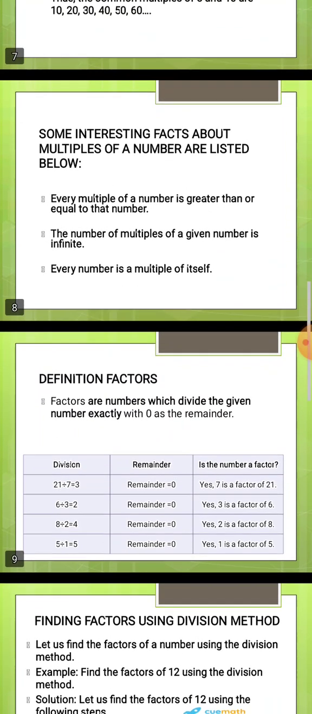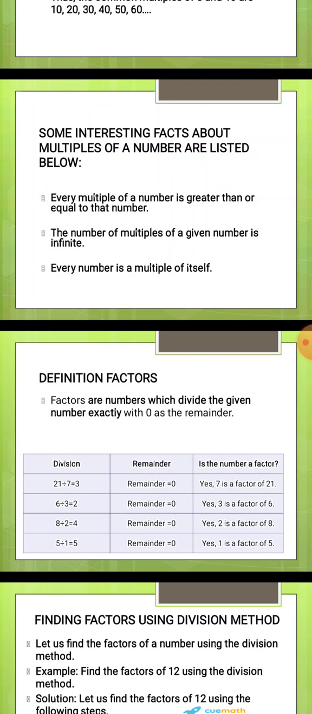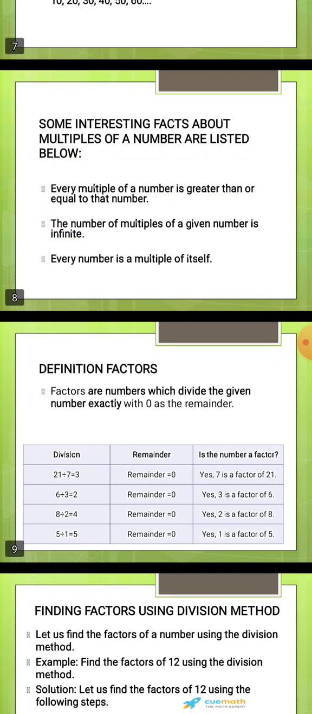The number of multiples of a given number is infinite. Since we are multiplying the given number with the natural numbers, and natural numbers start from 1 till infinity, you will get an infinite number of multiples of that given number.